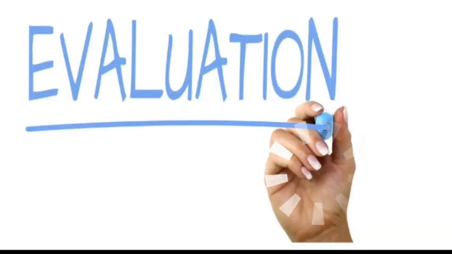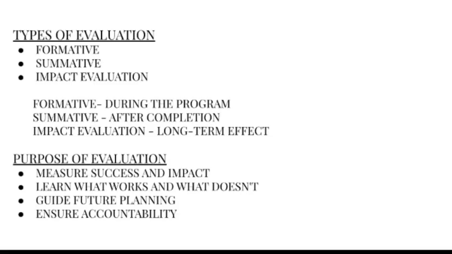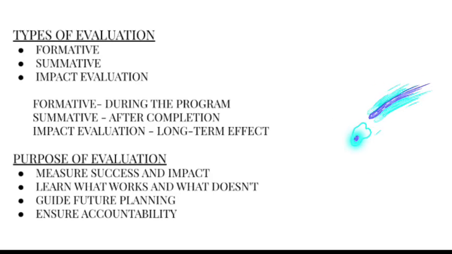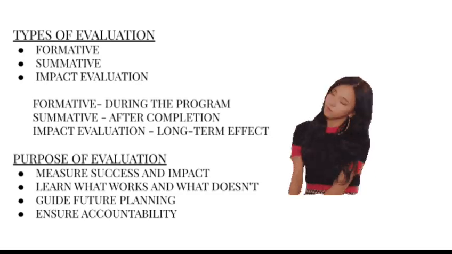Evaluation. It's a very long word, but let me explain it in a very simple way. Evaluation in social service organization is a periodic assessment of a program to measure its effectiveness, impact and outcomes. So here there are three types of evaluation: type 1 formative, type 2 summative and type 3 impact evaluation. Let me quickly share what these three types are.